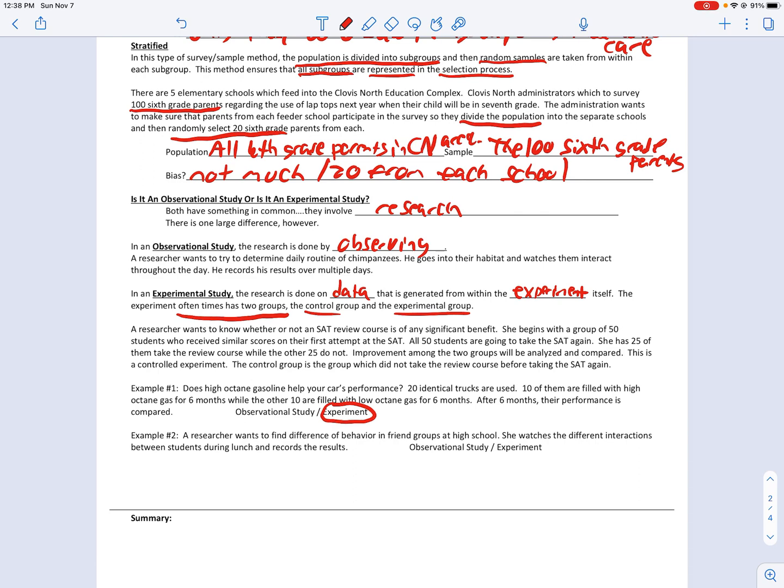They recorded the results. Example 2, a researcher wants to find the differences in behavior in friend groups at high school. She watches the different interactions between students. That's an observation. There's no experiment. She's just watching. So, experimental study, something has to happen. They have to perform an experiment. Observation, they're just watching.